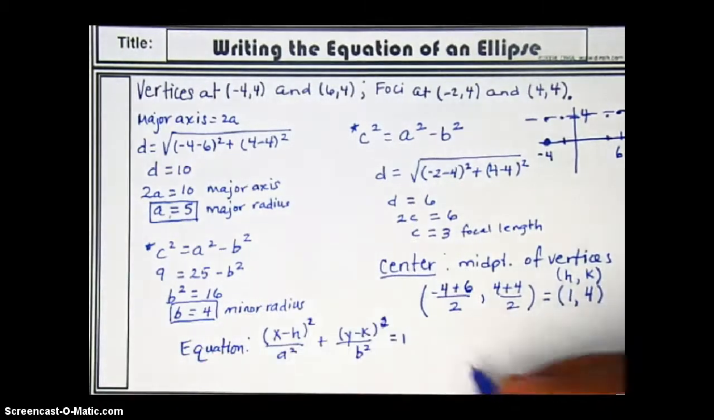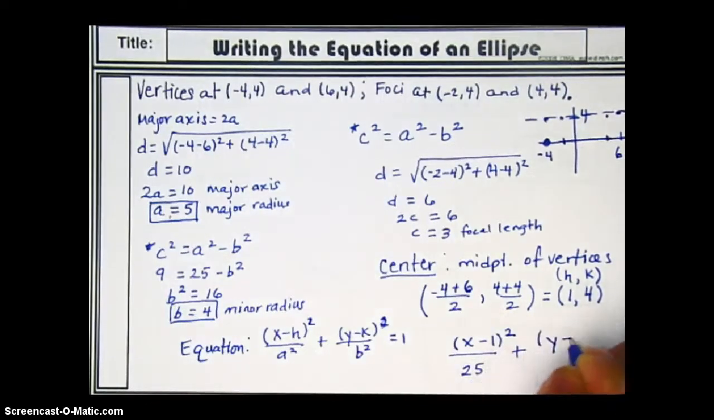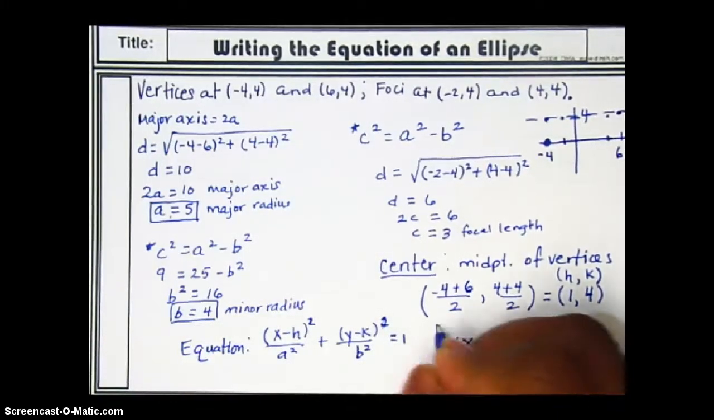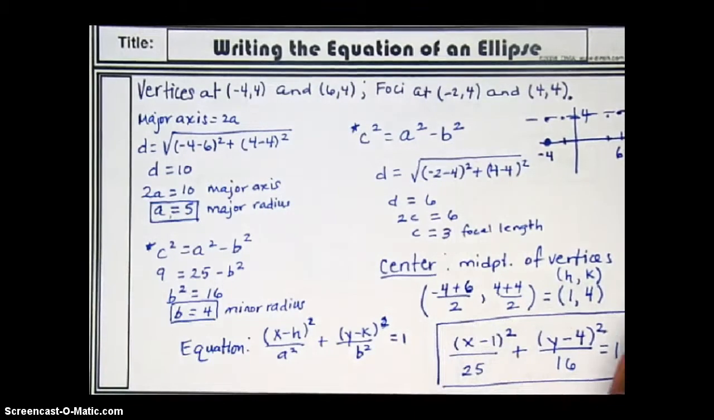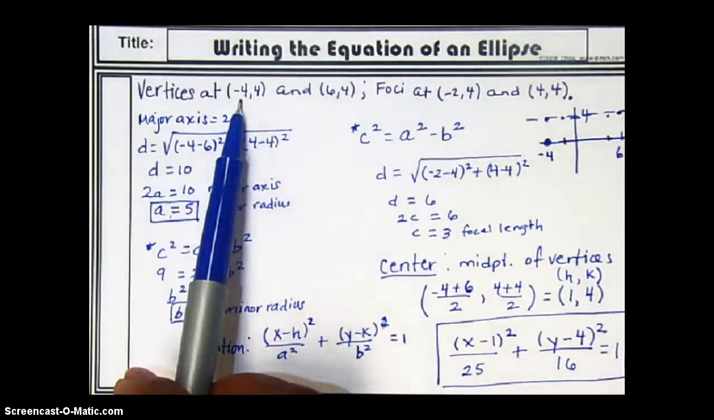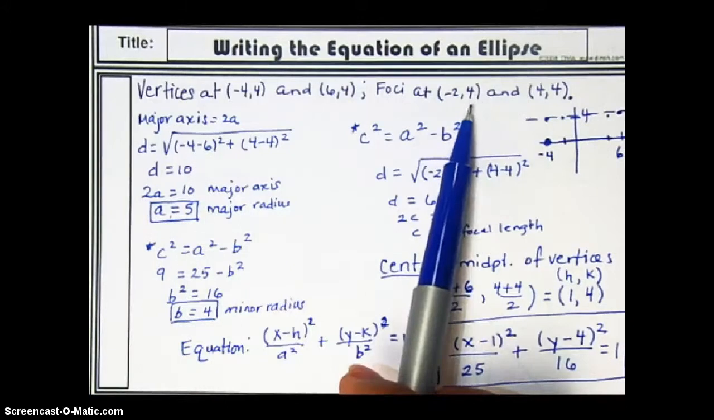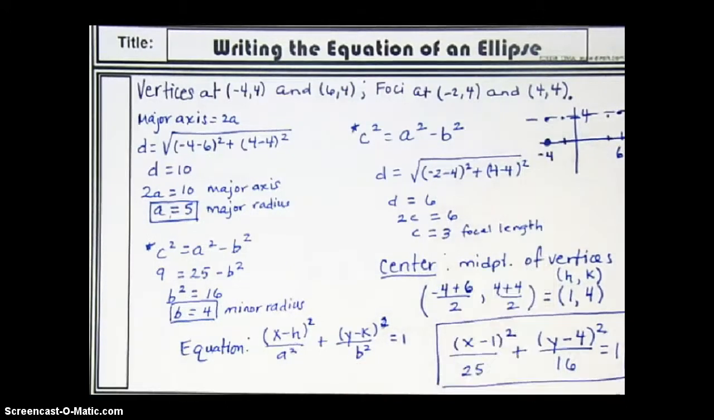So when we make our substitutions, h is 1, so this becomes x minus 1 squared. A is 5, over 5 squared, which is 25, plus y minus k, which is 4, squared, over b squared. B is 4, but b squared is 16, equals 1. And this is the equation of the ellipse that has vertices at -4, 4, and 6, 4, also foci at -2, 4, and 4, 4. You may want to pause again and take a look at what we've done, or take some time to copy down things that you didn't have a chance to copy, and just press play when you're ready.